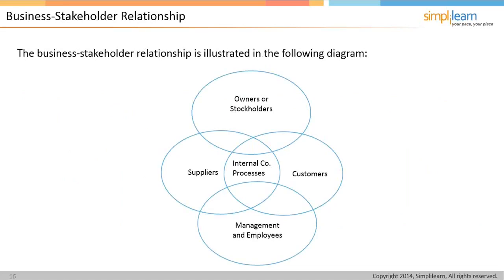Business stakeholder relationship, as we look at this Venn diagram, it's kind of a Venn diagram that we're looking at. We've got owners or stockholders, we've got suppliers, customers, management, employees, and internal company processes kind of in the middle with all that overlap. So all these pieces are not separate, independent elements of your project or your business. They're all interrelated. It's important to understand that relationship.